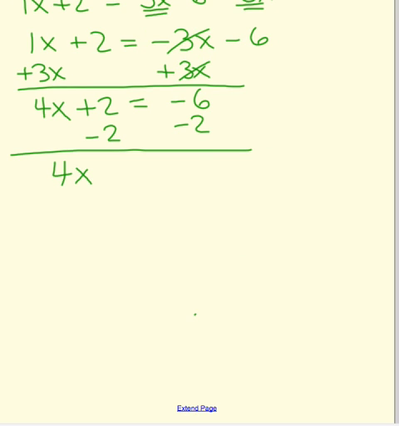So 4x equals negative 8. Divide both sides by 4. And I get x equals negative 2.